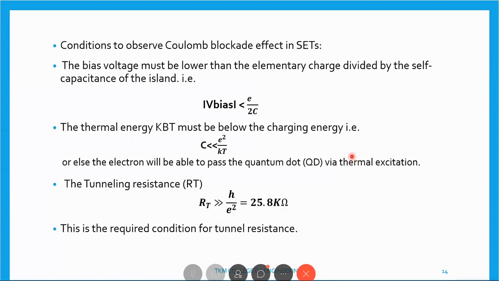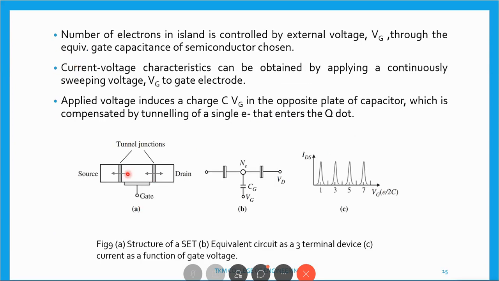So under these conditions, you can observe a blocking effect, because when you apply a voltage, this is another structure for the single electron transistor, which has source, drain, tunnel junctions, and gate. When you apply an external voltage, it will induce a particular charge C V G on the opposite plate of this capacitor, and in order to compensate it, an electron tunnels. I hope you know what tunneling is: electrons moving from one device to another. So it is compensated by tunneling of a single electron, from the source to the quantum dot and then to the drain.